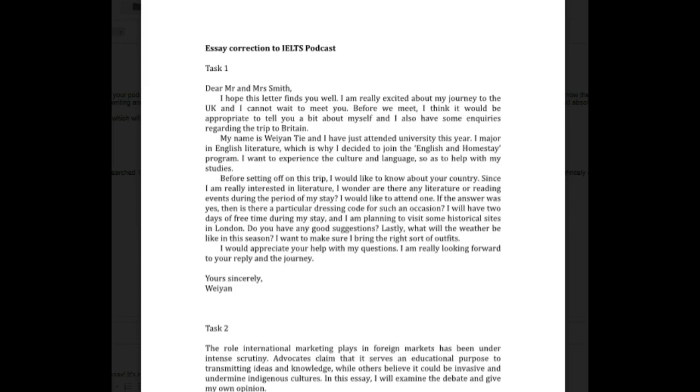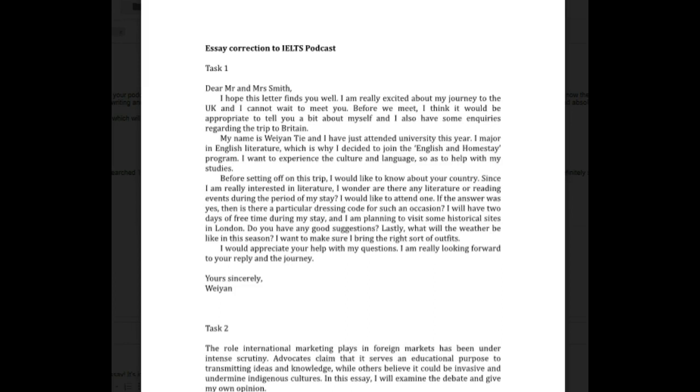Dear Mr. and Mrs. Smith, I hope this letter finds you well. I'm really excited about my journey to the UK and I cannot wait to meet you. Before we meet, I think it would be appropriate to tell you a bit about myself, and I also have some inquiries regarding the trip to Britain. Lovely so far. My name is Weiyan, and I have just graduated university this year.